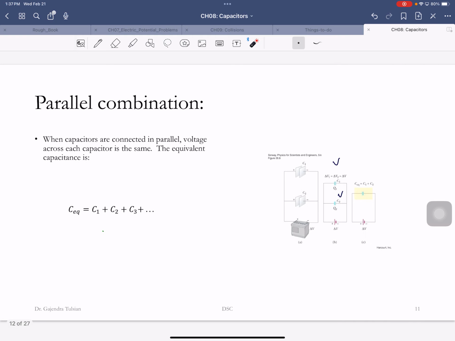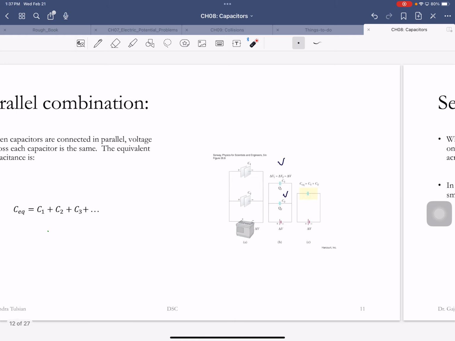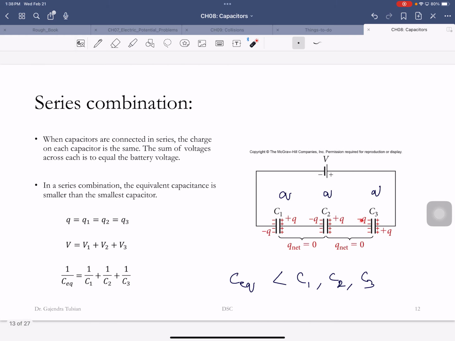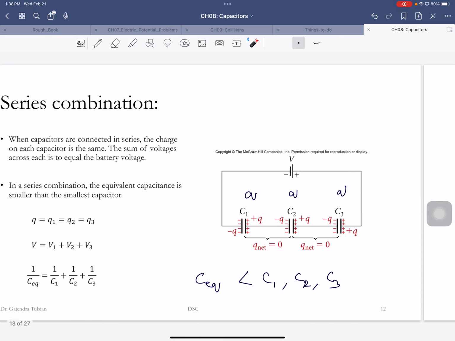So, when do you do a parallel combination? When you want a bigger capacitor. When do you do a series combination? When you want a smaller capacitor than anything you have.